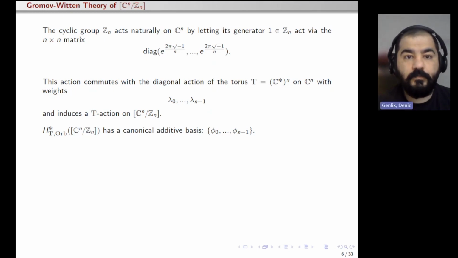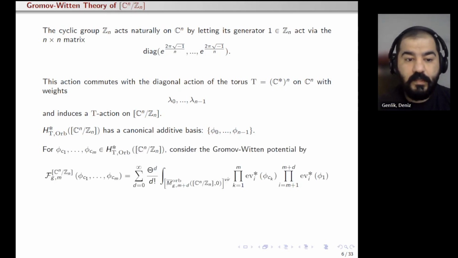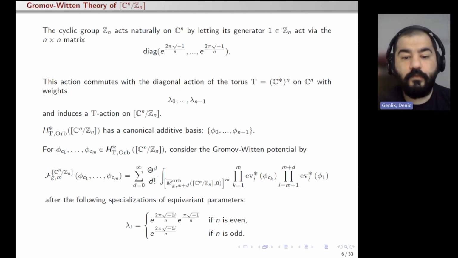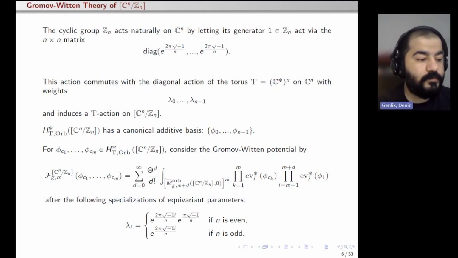Since this is a non-compact target, the very primitive Gromov-Witten invariants that I described are not applicable to this setting, because they were for projective varieties. Here we have a torus action, and we use Atiyah-Bott localization in some sense to define the invariants. The T-equivariant orbifold cohomology has this canonical additive basis, and the Gromov-Witten potential for this target is defined with this formula. This is basically a generating function for the Gromov-Witten invariants of this target. And we consider this potential after the following specialization of the equivariant parameters. These are either roots of unity or roots of -1, depending on the parity of the dimension of the target. So these are our main objects to study.